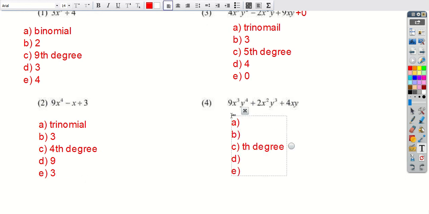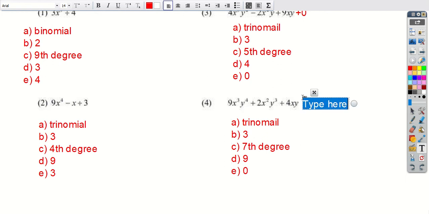And for number 4, it is also a trinomial. 3 terms. Exponents added together makes 7, so 7th degree. The leading coefficient is 9, and the constant term, there isn't one again, so it is 0 because we could put a plus 0 on the end.